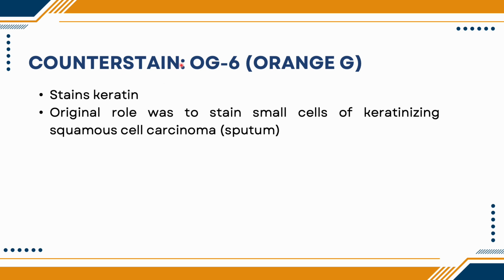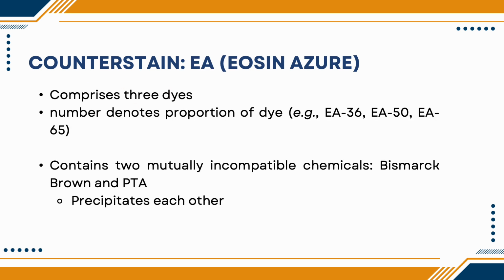So for the counterstain, which is OG6 or orange G, it stains keratin. The original role was to stain small cells of keratinizing squamous cell carcinoma, such as in the case of sputum. So yung orange G, siya yung nagbibigay ng slightly yellow but more of orange distinction because it has an affinity for keratin.